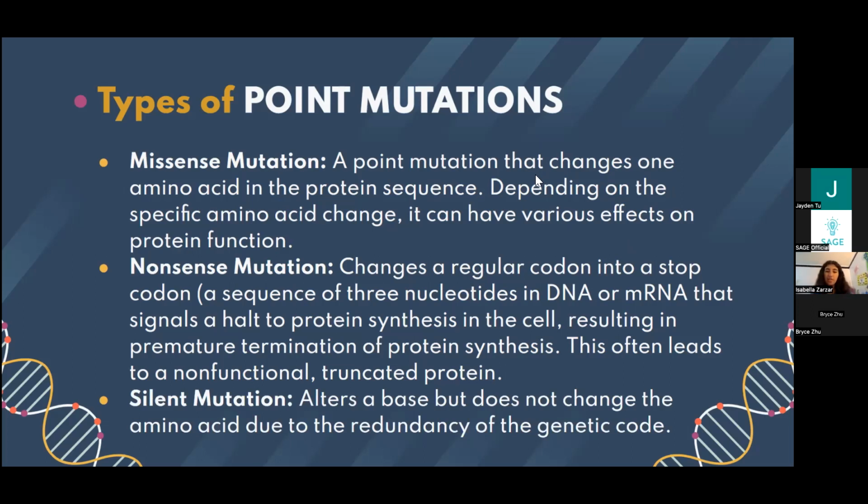So then we have silent mutations. Silent mutations basically alter a base, but it doesn't change the amino acid because of the redundancy of the genetic code. That can be confusing, but just take notes of that and you can look into it, or ask me any questions if you have any problems with that. So these are all types of point mutations. They're basically where only one base is substituted and changed in a sequence.